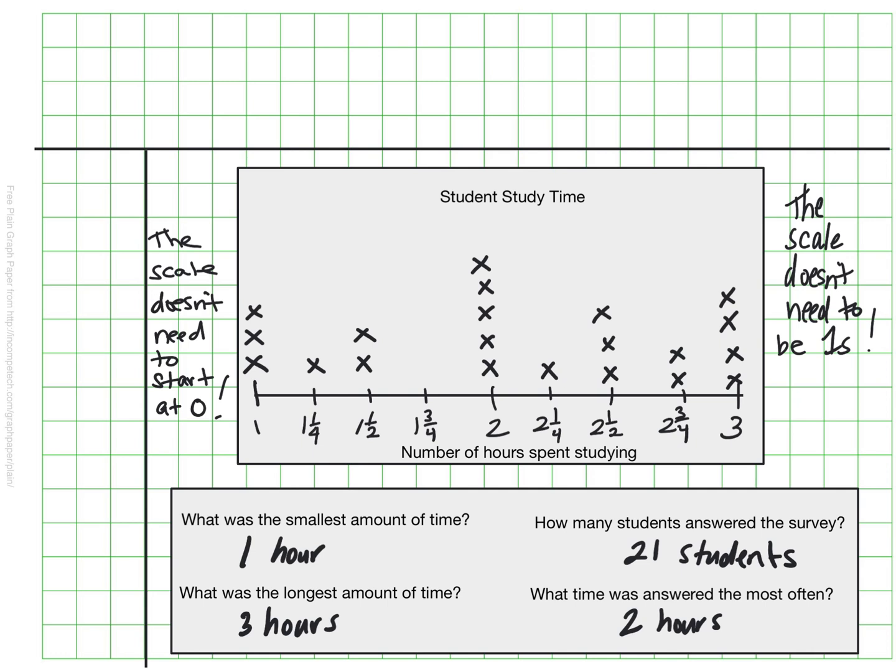How'd you do? I saw that the lowest number on our number line was 1 hour and the largest or highest answer was 3 hours. By counting the number of X's I saw on the line plot, I was able to determine that there were 21 students who gave a response, and the highest number was right here, right? 1, 2, 3, 4, 5. There were 5 students who said 2 hours, and that was the highest response of any time in the survey. So we can get a lot of information just by looking at this line plot.